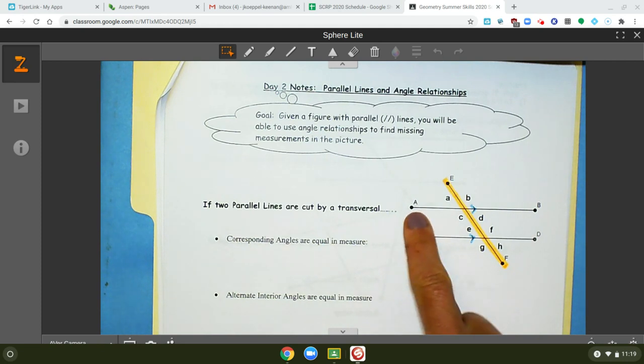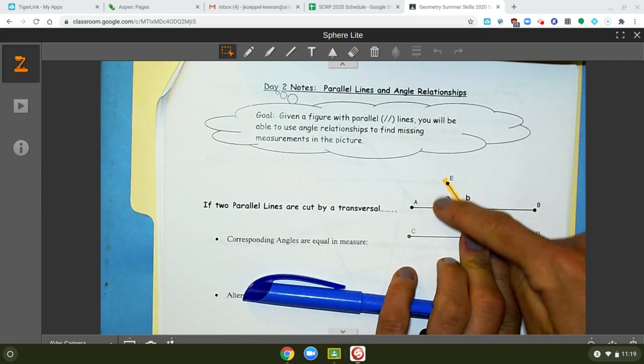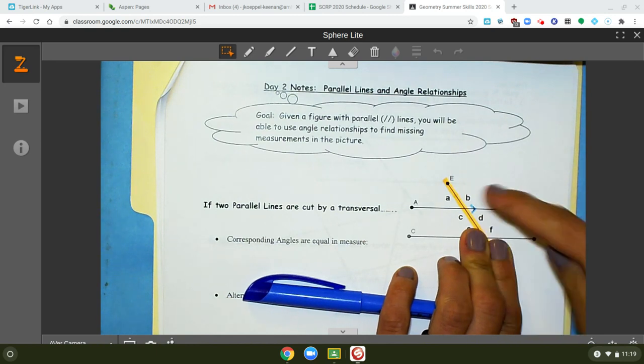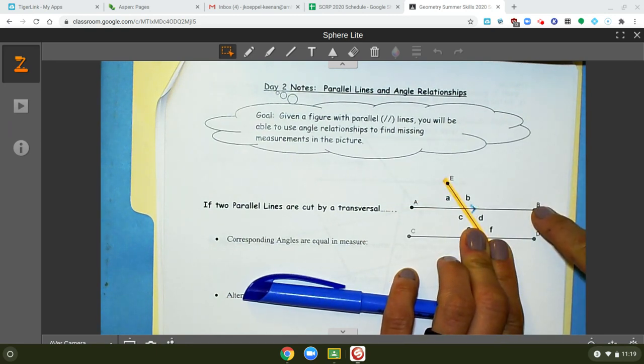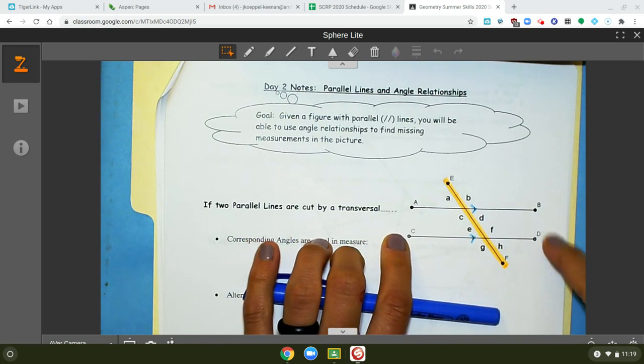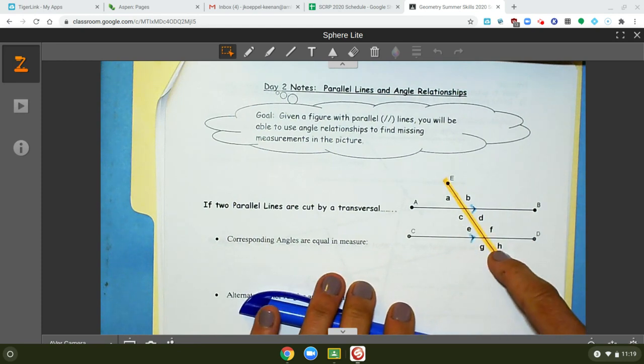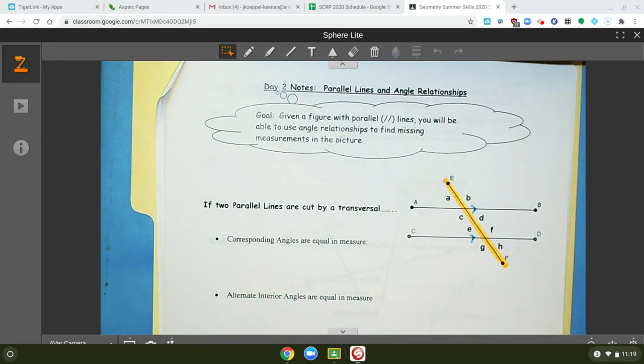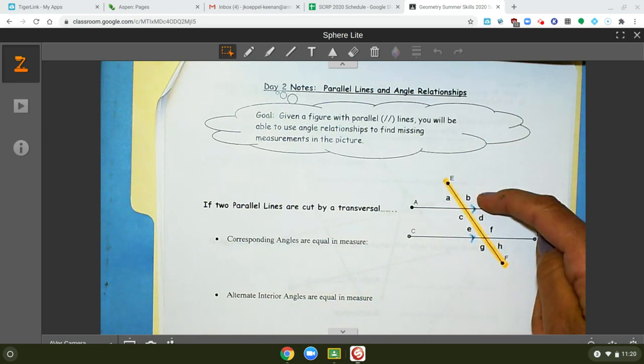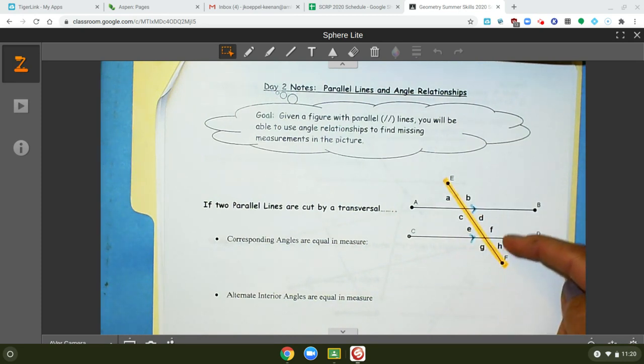Now, if you look carefully at the top parallel line, there are four angles that are created when the transversal intersects with the top parallel line. If we go to the bottom parallel line, again, the transversal intersects this line, and once more, there are four more angles down here. Because these lines are parallel, these four angles have a very special relationship to these four angles down here. And that's what we're going to be focusing on today. There are actually three special and unique angle relationships that are formed with those eight angles.